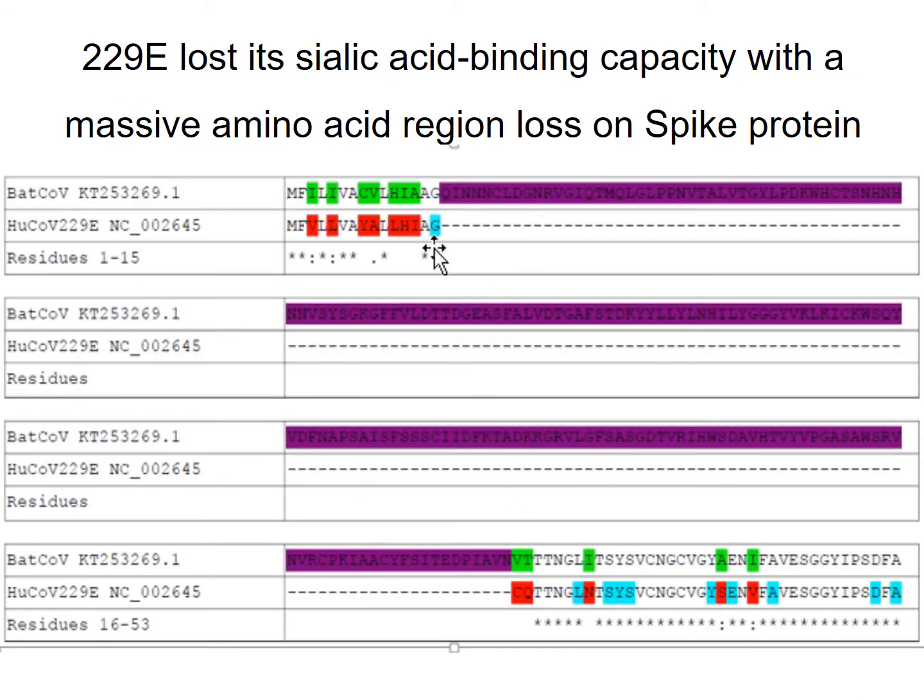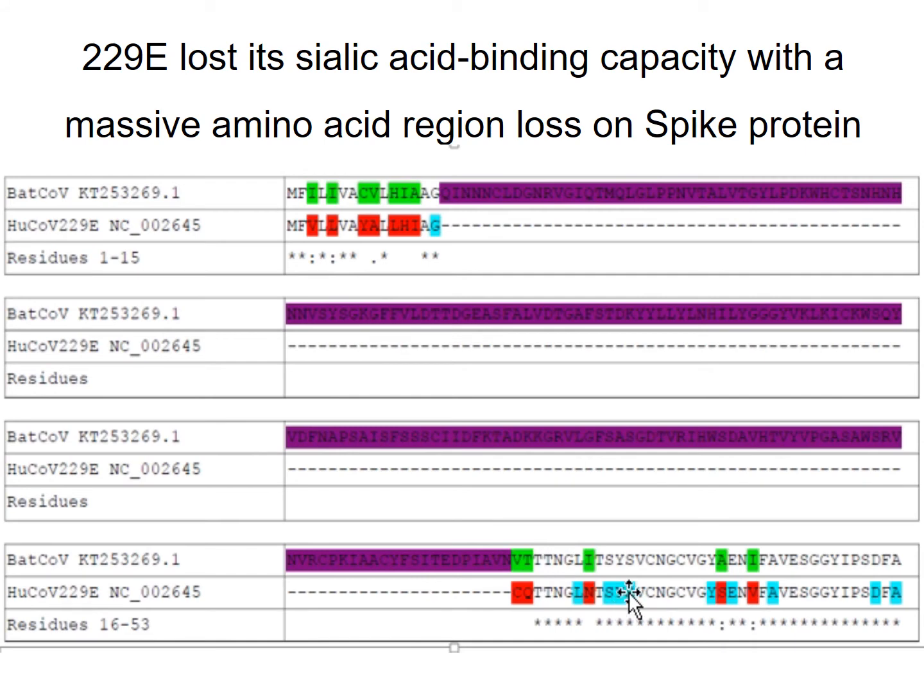So this is 229E, and its most genetically related bat coronavirus up there. So the upline and the first amino acid sequences go here, and then there's a huge loss, a huge deletion in the spike protein. So this cannot bind to sialic acids. This virus lost its capacity and also gained the ability to evade host immune system responses. But it's still trying to adapt more in other areas.